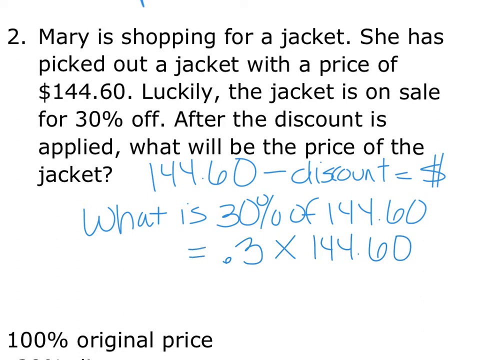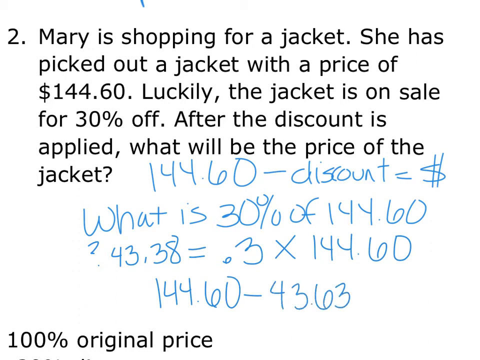So our unknown is already isolated on this side of the equation, so we're ready to go. We can do the multiplication. 144.60 times 30% is $43.38. So we found out what the discount is. If the question had asked, what's the discount, then we'd be done now. But it didn't. The question this time is, what will be the price of the jacket? So we're taking our $144.60 jacket and we're subtracting out the discount that we have calculated. And our final price of our jacket is $101.22.